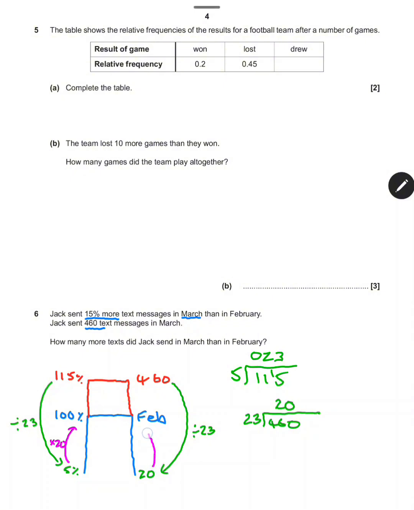So what we need to do is multiply this by 20. And 20 times 20, 2 2s are 4. And then we've got 2 zeros to bolt on the end. He sent 400 texts in February. You can double check this and see what 15% of this would be. Well, 10% is 40, 5% is 20, 40 add 20 is 60, and 400 add 60 takes me back to the 460 that we were given in the initial question.